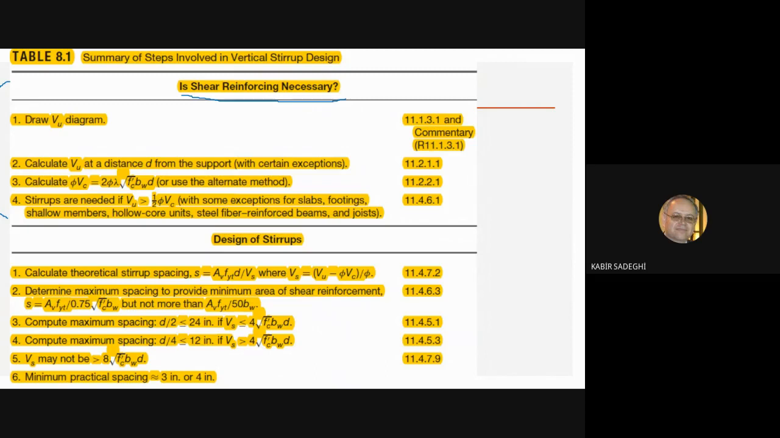To answer this question, we follow the first step. We draw the ultimate shear force diagram in the beam. For example, you sketch this. And later you see that if we have, for example, a simple beam or hinged beam, we don't say that the Vu max is at the support. We say Vu max is at a distance d from the support.